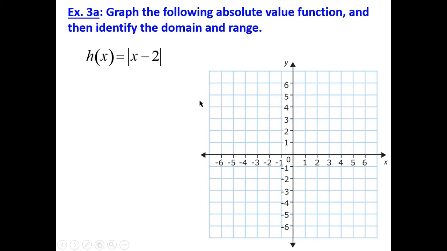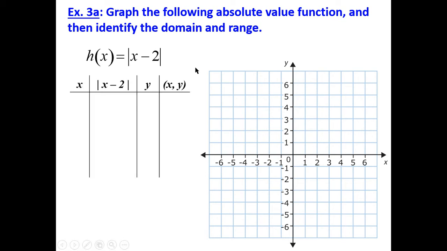So our directions for this example: graph the following absolute value function and then identify the domain and range. We have h of x equals the absolute value of x minus 2. We're going to begin this problem by making a table of values where we supply the input values x, put them into our function rule, and then get output values of y. We'll then put those x's and y's together to form ordered pairs, and we'll plot the ordered pairs on our graph. When we're all finished, we'll have a picture that represents our function.